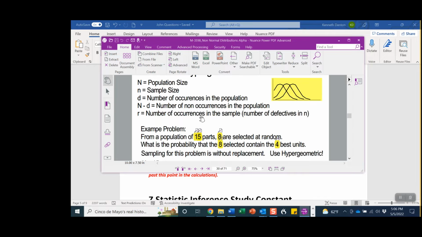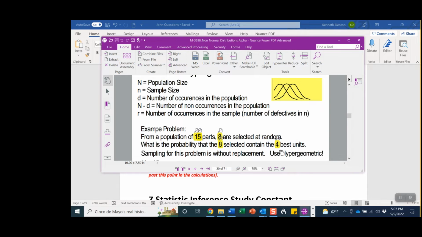Okay. See, I thought 4 went into the sample size. Now sample size is 8. The population was 15 parts. 8 selected. Sample size is 8, and then 4 is the best units. 4 is the number I'm calculating the probability of getting, 4 best units. R is that number 4.